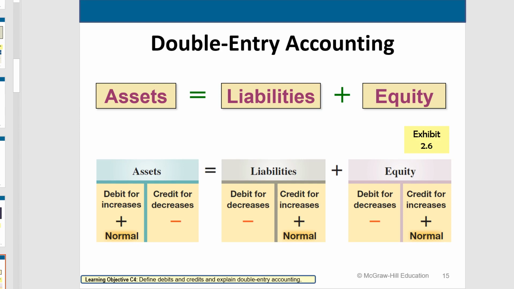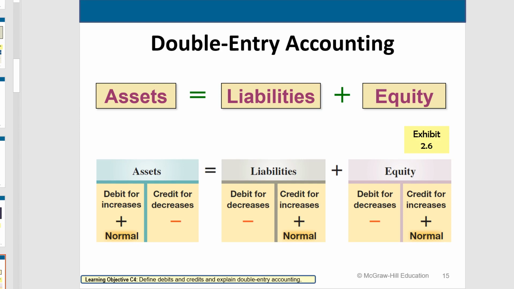What is double entry accounting? Well, for the equation to remain in balance, each transaction needs to have at least two accounts. And we also have to record at least one debit and one credit. That's rule number one. Two accounts involved at least, and we need to have at least one debit and one credit. The second rule is the total amount debited must equal the total amount credited. So debits equal credits.